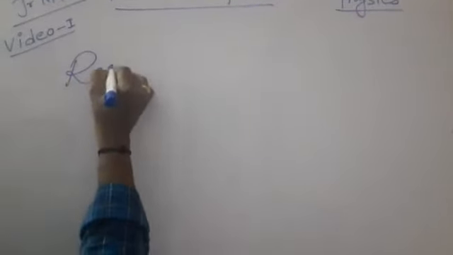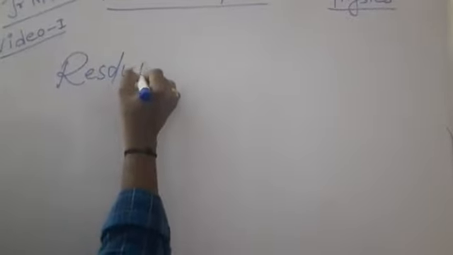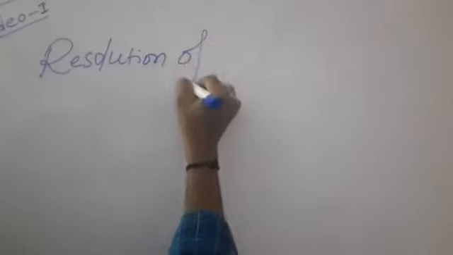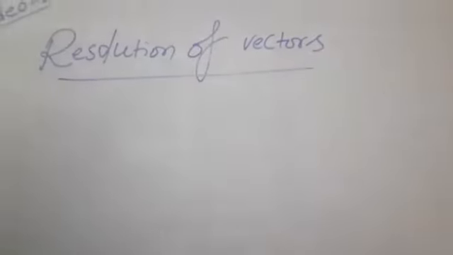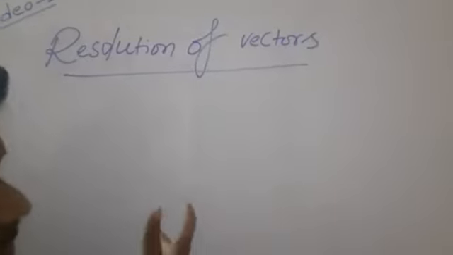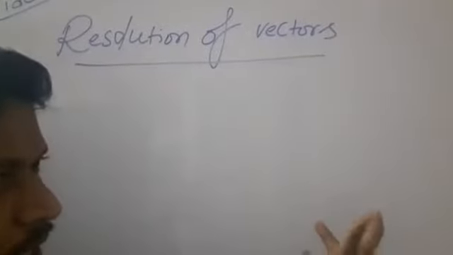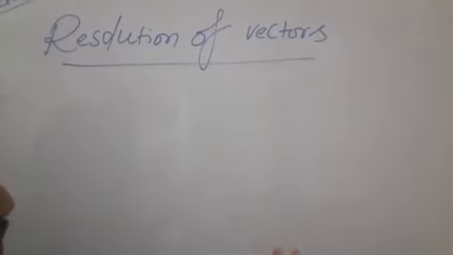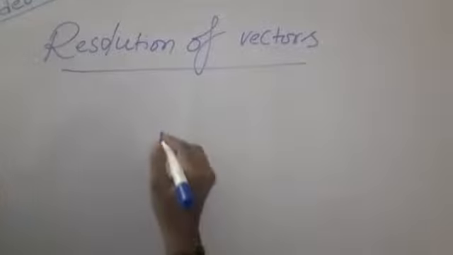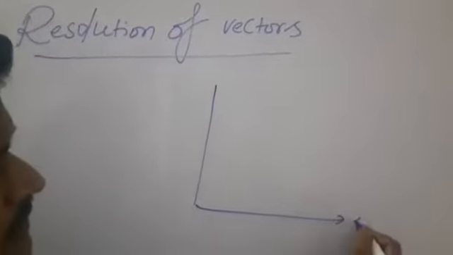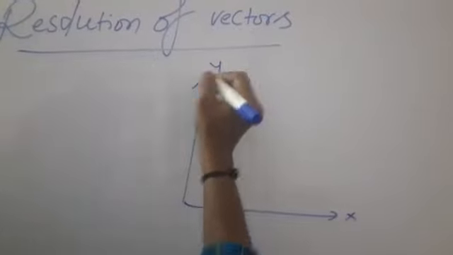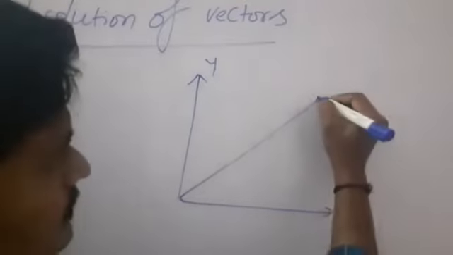Resolution of vectors. So a vector can be resolved or broken up into two or multiple, or a number of, components. So this is the x-axis and y-axis. So we can consider a vector.